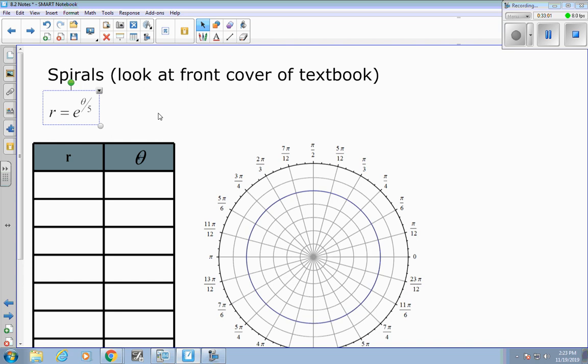So the last one I want to look at briefly. If you look at the front cover of your book, those of you that have a book, you should see this equation, r equals e to the theta over 5. That's actually the graph of a spiral. Now, spirals are very easy to graph because these are 100% calculator-based problems. You can't do these by hand, because you can't plug in a theta and then raise e to the 1/5. It's just ridiculous. There's no way.